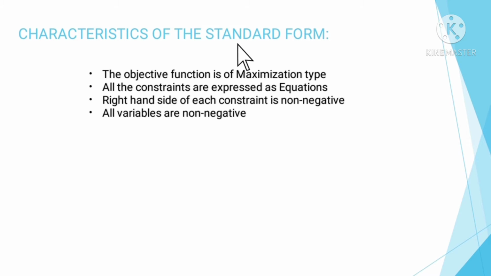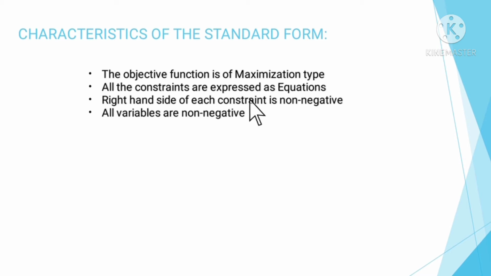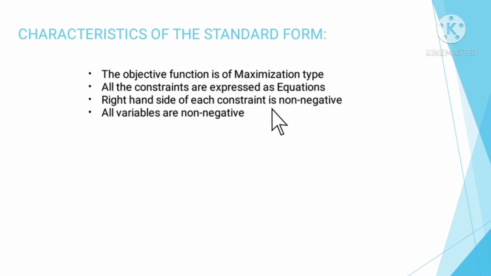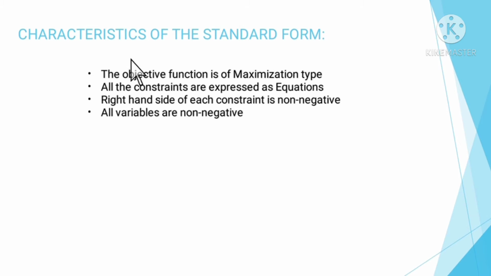Characteristics of the standard form of LPP. First, the objective function is of only maximization type and all the constraints are expressed as equations. The right hand side of each constraint is non-negative. All variables are non-negative. These are the four characteristics of the standard form of linear programming problem.